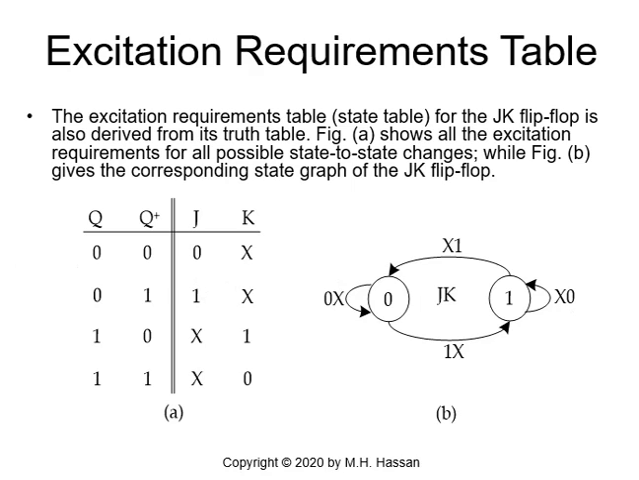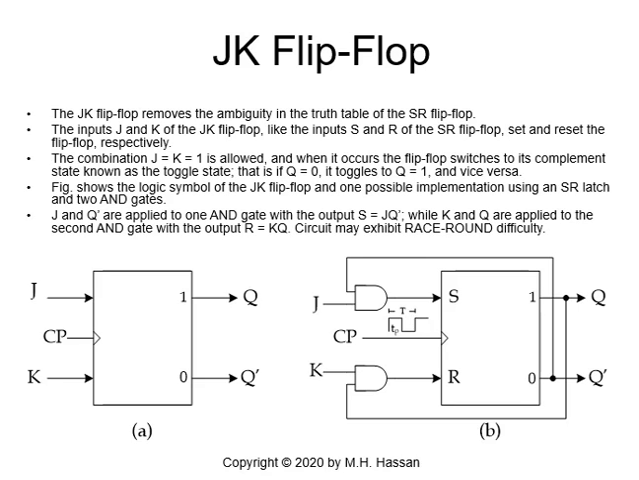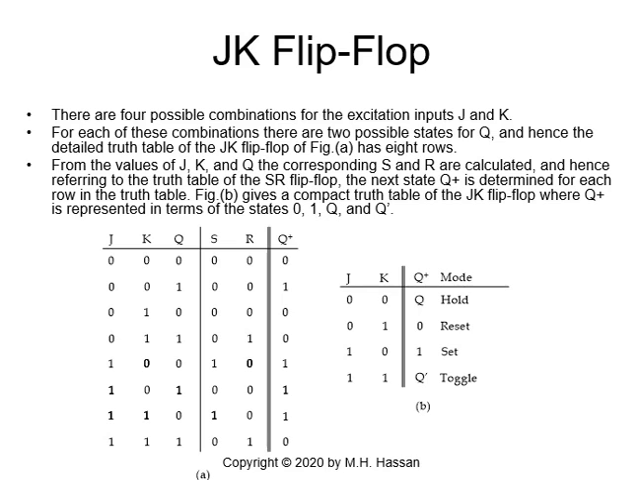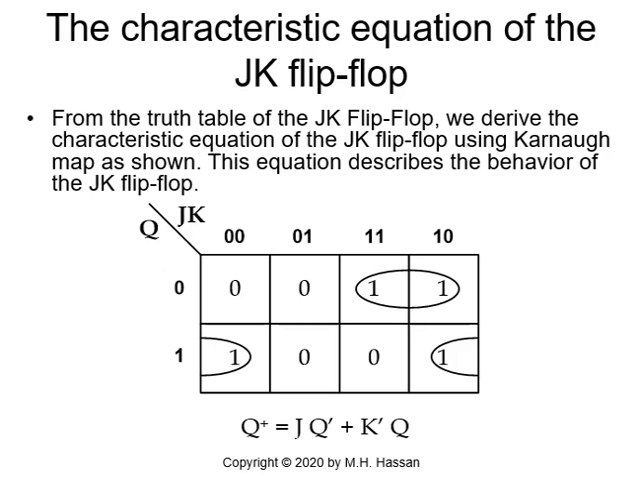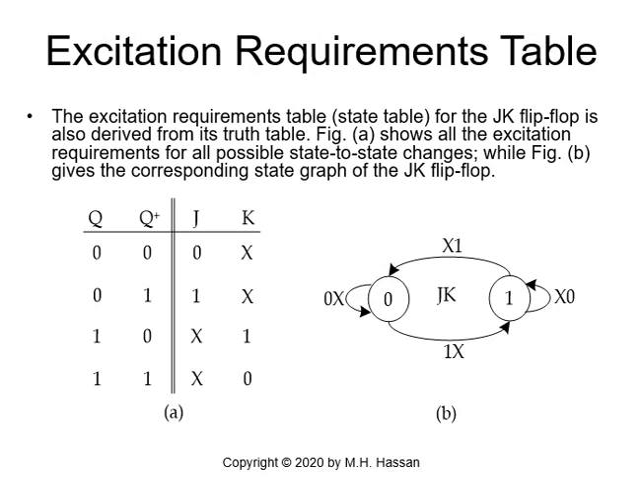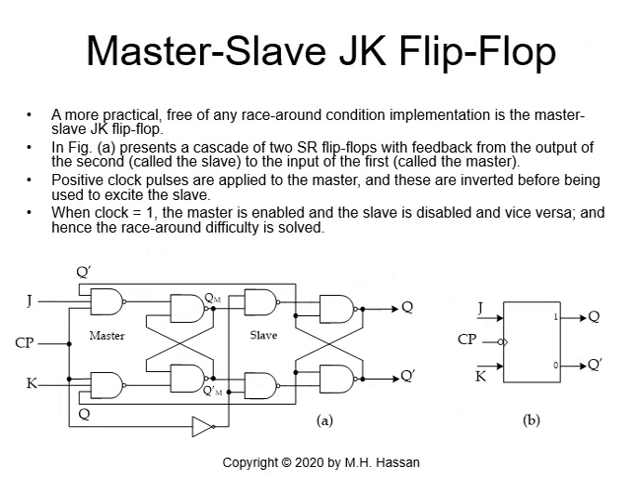So we got everything we need. We understood the principle of the JK flip-flop using the SR flip-flop. We derived the truth table, the detailed and the compact truth table, and we derived the characteristic equation, and we derived also the excitation requirement table and the state graph of the JK flip-flop. And now the master-slave JK flip-flop is very stable, and it's a very useful circuit, and the stability of this JK flip-flop makes it really superior over the SR flip-flop.